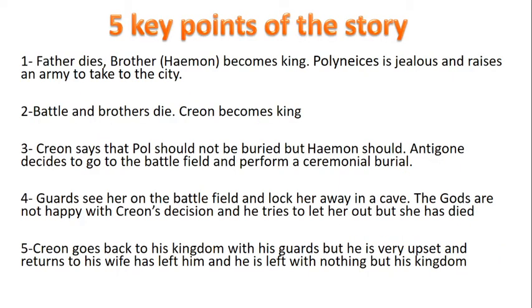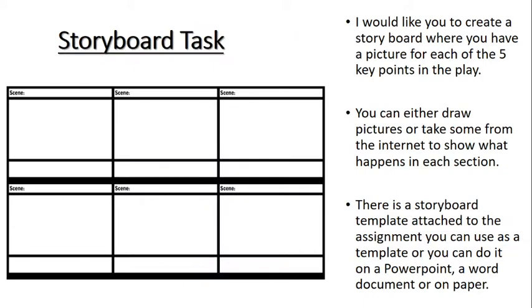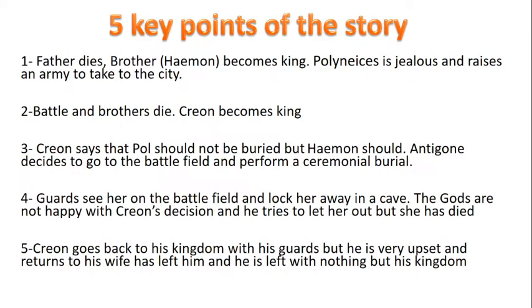So battle and brothers die, Creon becomes king. All you have to do is put scene 2 into the storyboard and you can create the storyboard image. So for instance, where it says battle and brothers die, Creon becomes king, you could have some people battling on a battlefield, and then you can have Creon becoming king. So you could have somebody as a king. You could find a picture of a cartoon king.